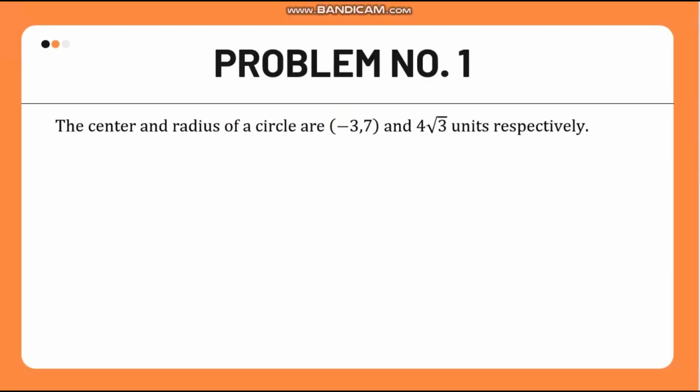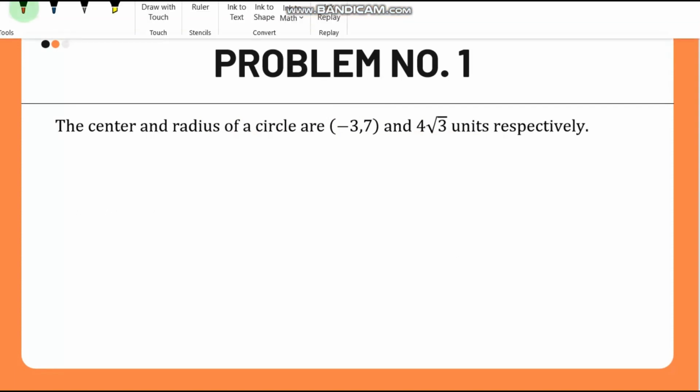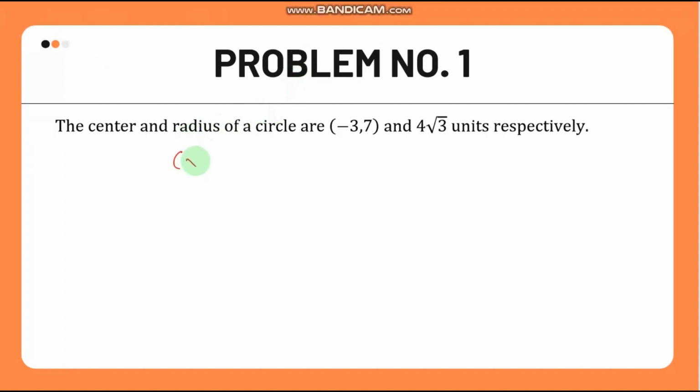The first problem is, the center and radius of a circle are (-3, 7) and 4√3 units respectively. So we know that the equation of the circle is (x - h)² + (y - k)² = r². So this is our h, this is our k.